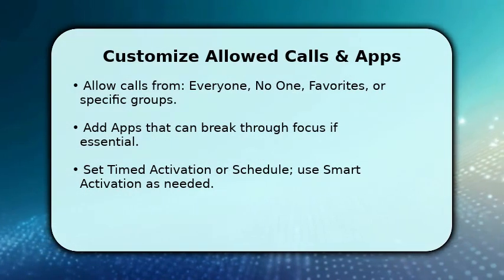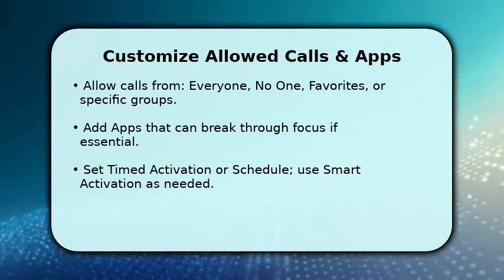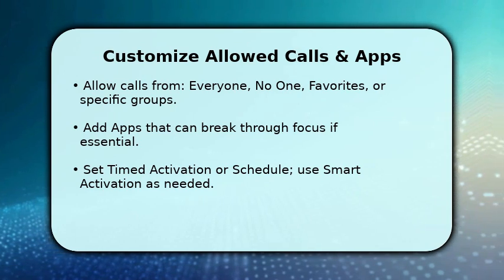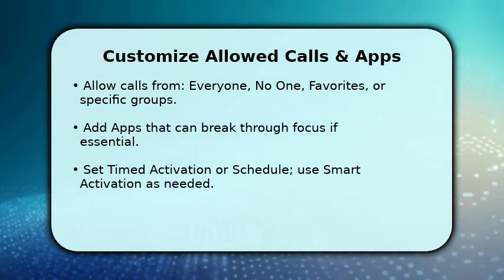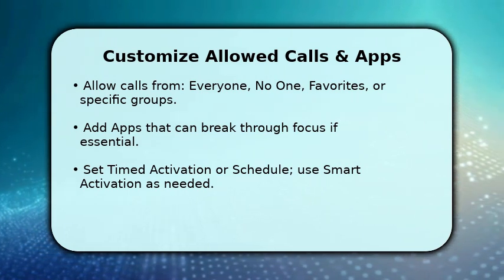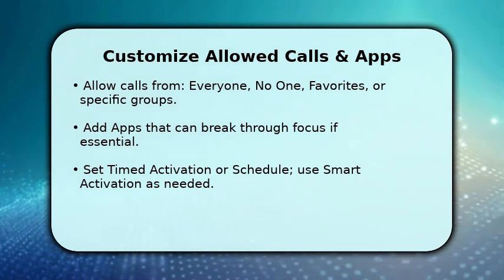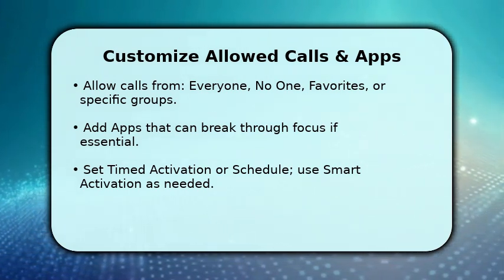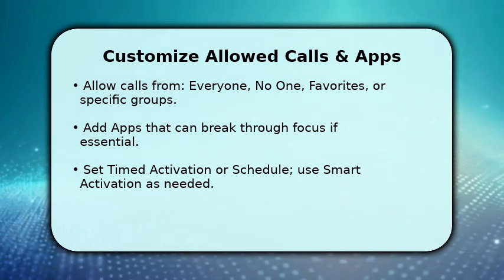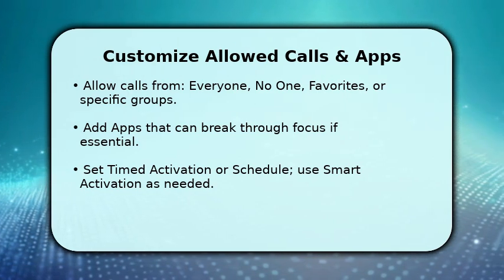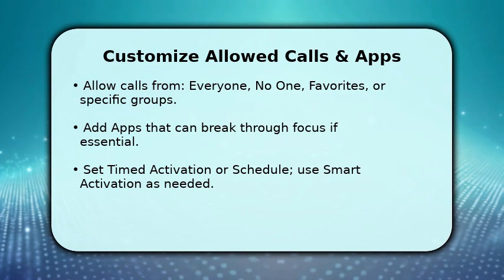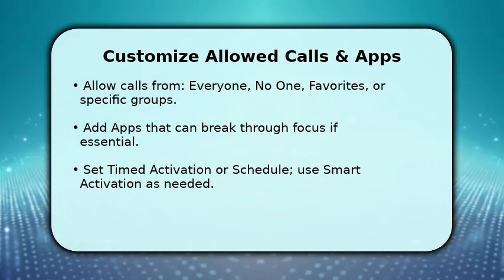Next, decide who and what can interrupt you. In Do Not Disturb settings, tap People to allow calls from favorites or specific contacts, and set repeated calls to bypass if urgent. Then tap Apps to permit only essential apps like Maps or Messages. Once done, set a schedule or use Smart Activation so DND turns on automatically based on time, location, or app usage. Make sure to test with a quick call from an allowed contact to confirm settings behave as intended.